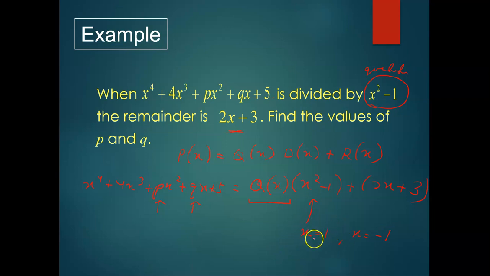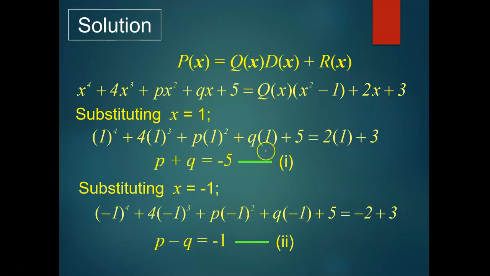Okay, when you substitute x equals 1, 1 squared minus 1, you will end up with 0. So 0 multiplied by Q(x), you will end up with 0. So the whole term will be gone. Then you are left with only 2x + 3, the remainder. Then you substitute, and you will have the first equation.